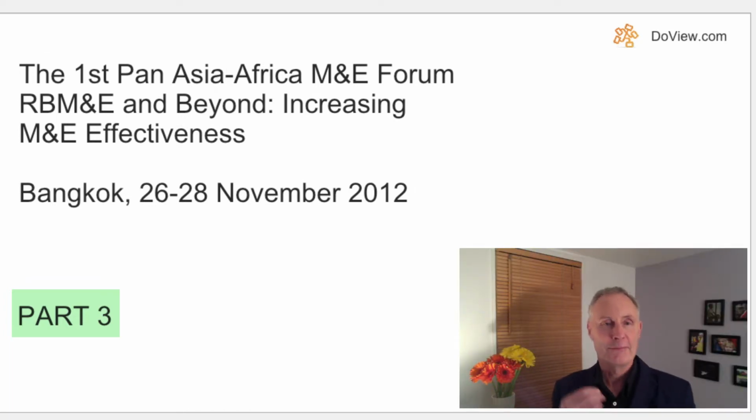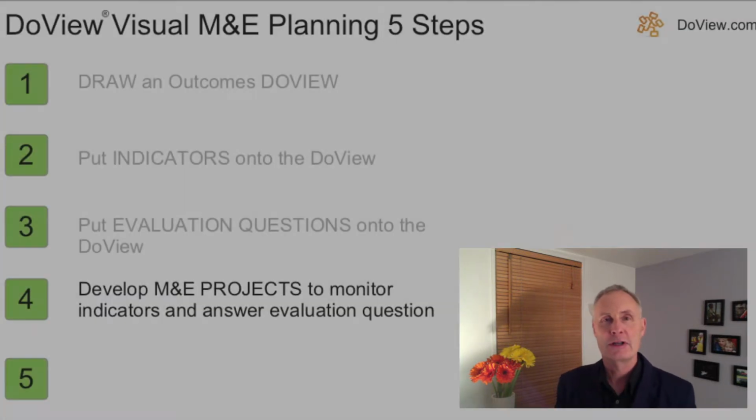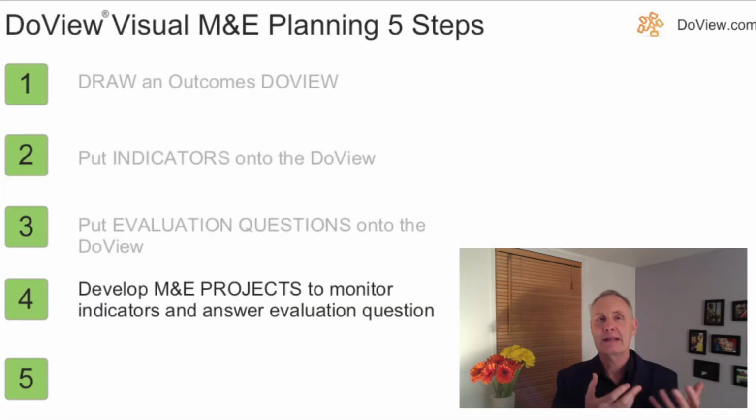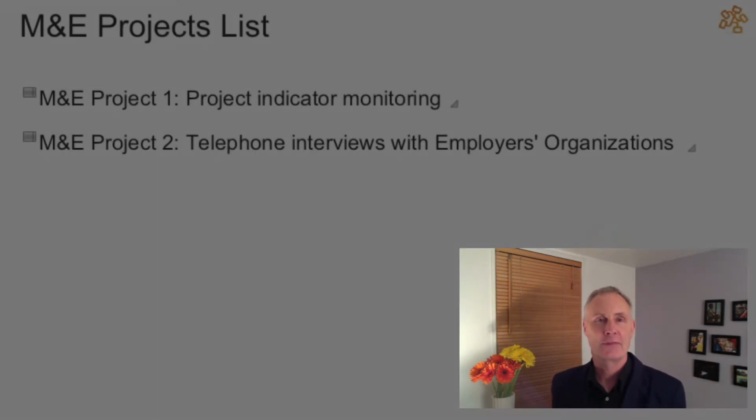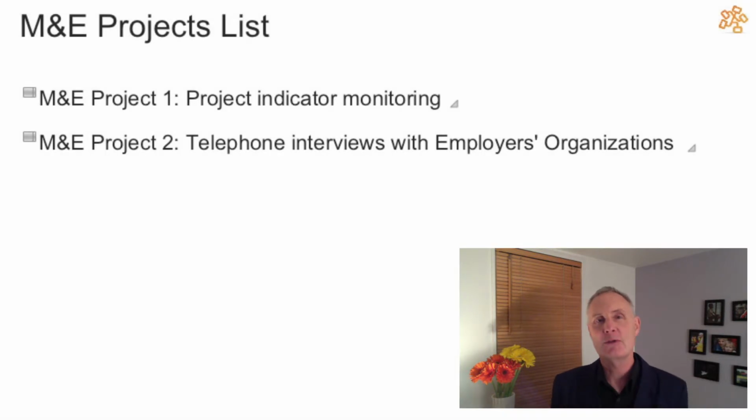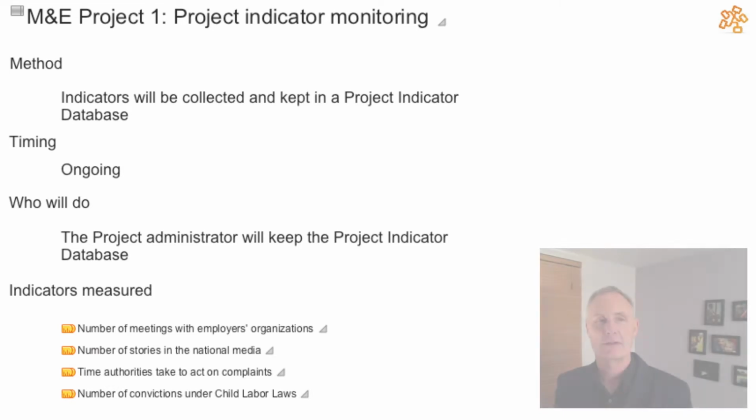Now we're on to the fourth step in the DoView visual M&E planning approach, and this is developing M&E projects which will measure your indicators and answer your evaluation questions. What I've got here is two M&E projects. The first one is the project indicator monitoring. It's about measurement of your indicators, and the second project is just an example of an evaluation project, and it's about telephone interviews with employers' organisations.